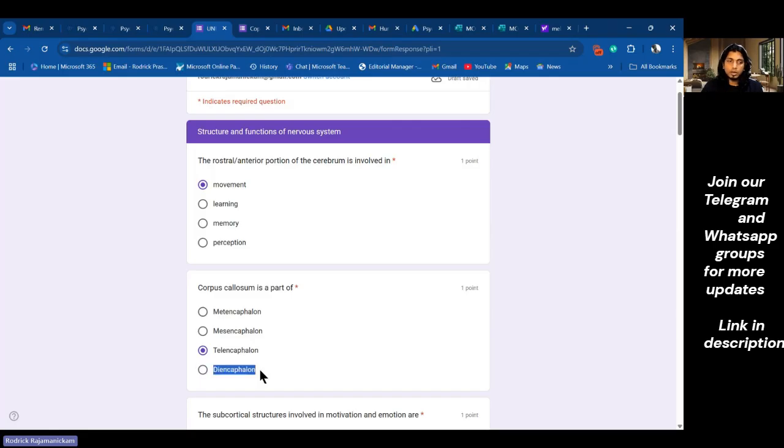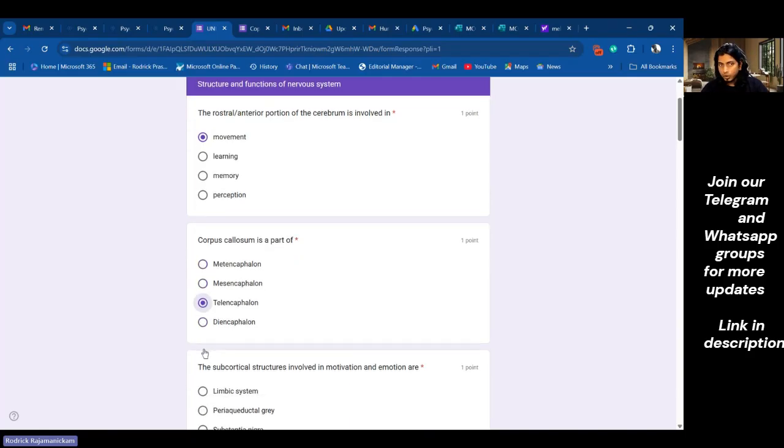Diencephalon is basically your brainstem's top, hypothalamus and thalamus. Mesencephalon is the midbrain. Metencephalon is the hindbrain. Myelencephalon is the brainstem. So metencephalon includes your cerebellum, pons, those things. So the right answer here would be telencephalon.